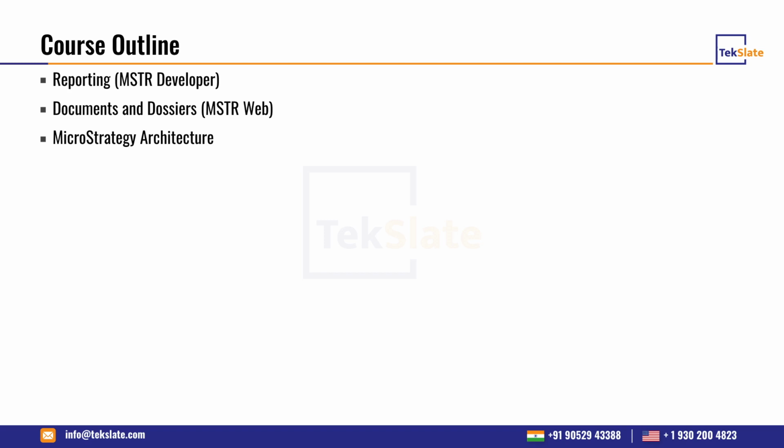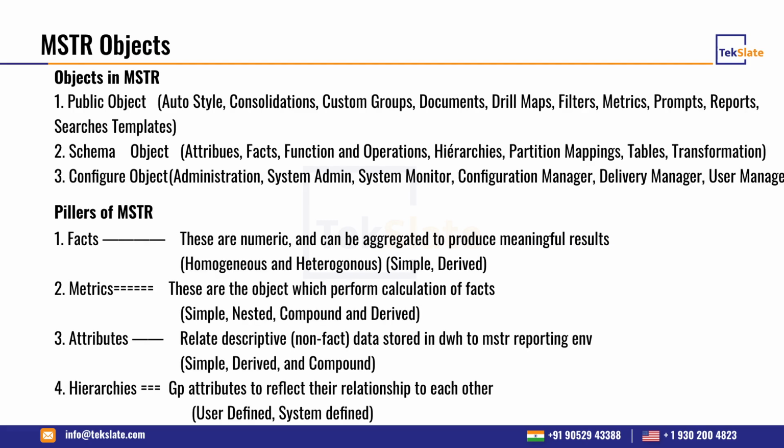So the course is divided into three different categories, by which we are going to see how MicroStrategy works, and we are going to learn about MicroStrategy in these three ways only. So these are the basic course outline. This is the important one.